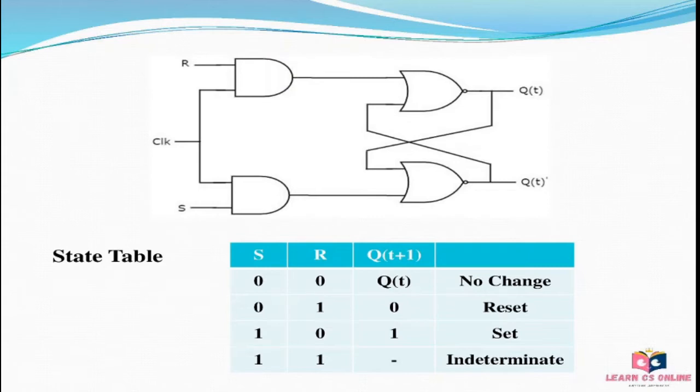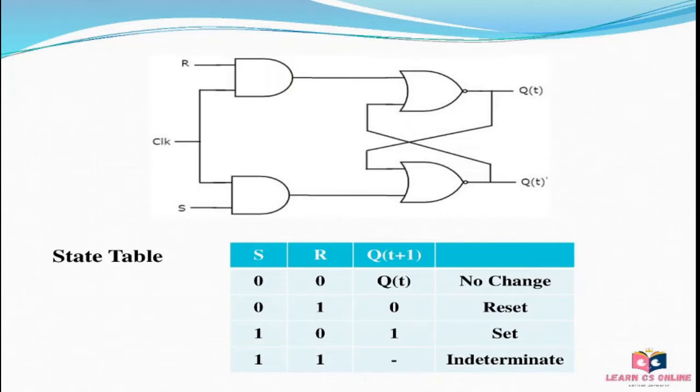When S is equal to 0 and R is equal to 1, output is 0. That is a reset state. When S is equal to 1 and R is equal to 0, the output is 1. That is set state. At any time, only one of those inputs should be 1. If both inputs are 1, then the next state Q of t plus 1 value is undefined.